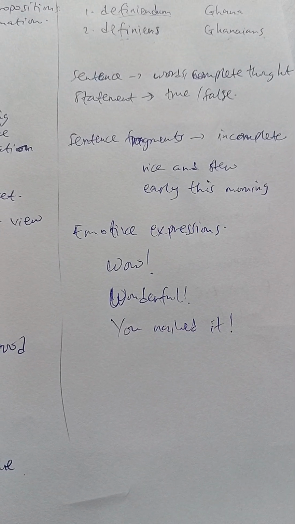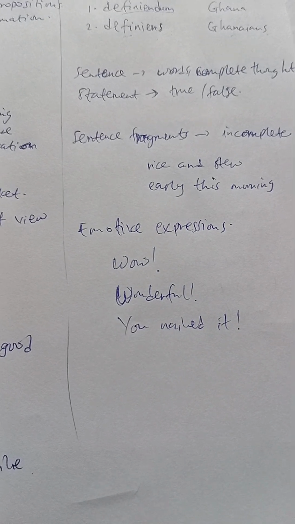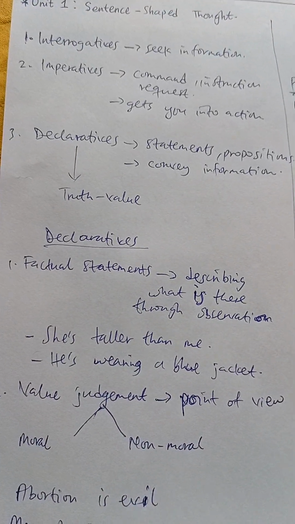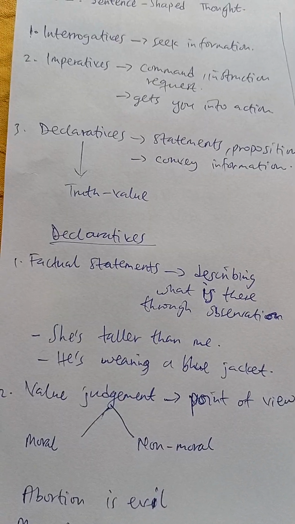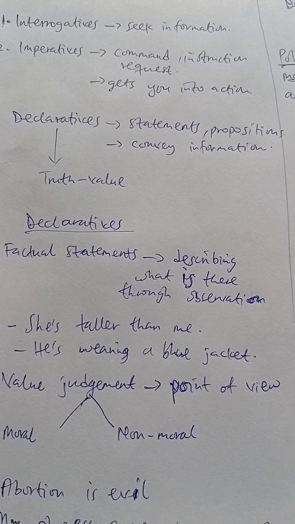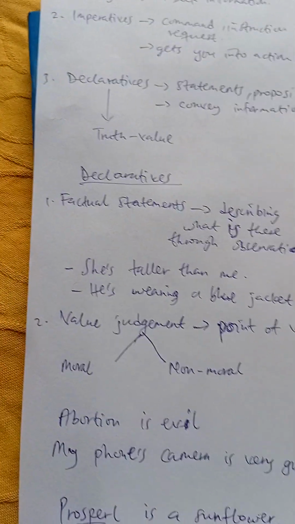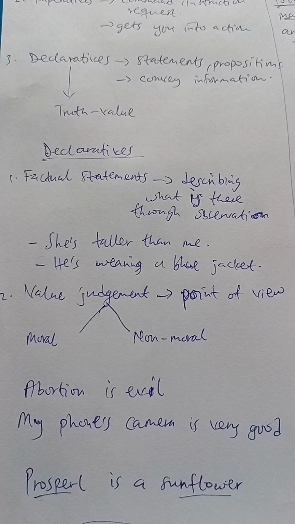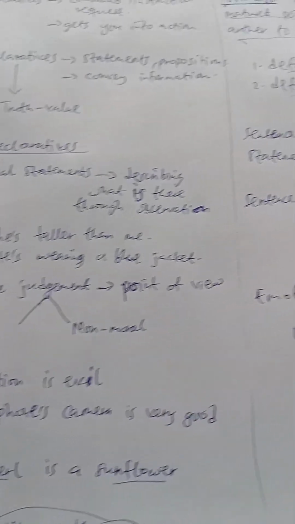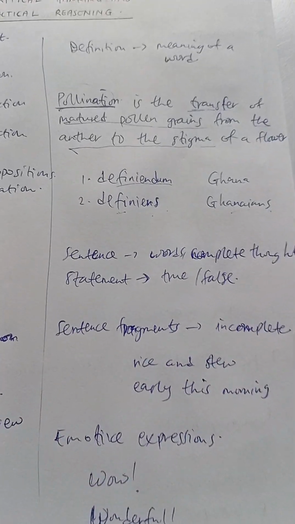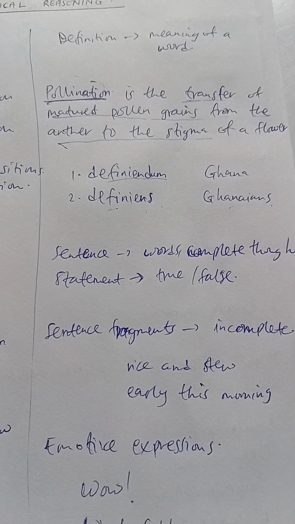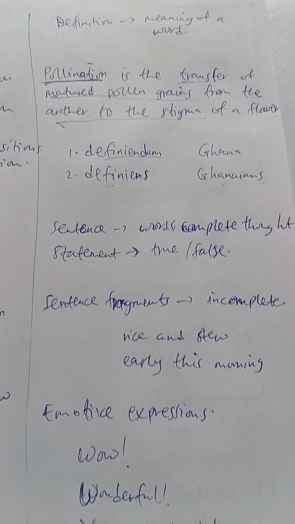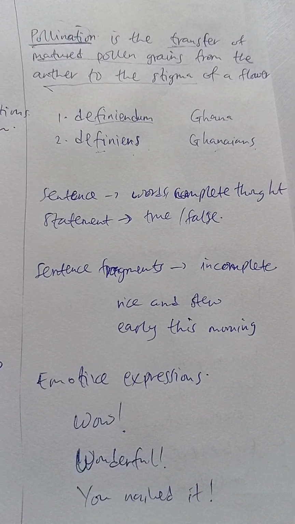So basically this is unit one, sentence shape thought. We spoke about the types of sentences, interrogatives, imperatives, and declaratives, and we established the fact that only declaratives have a truth value. And we saw the types of declaratives: factual statements, value judgments, and under value judgments can be moral or non-moral. Then we looked at the parts of a definition. So we have the definiendum, which is the word or the term being defined, and the definiens. And we saw the difference between sentence and statements.